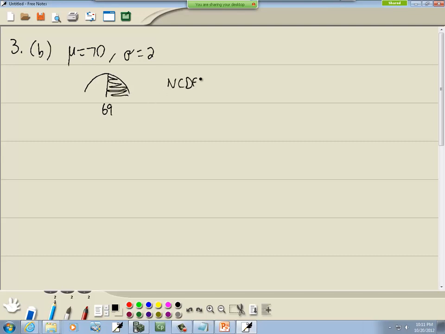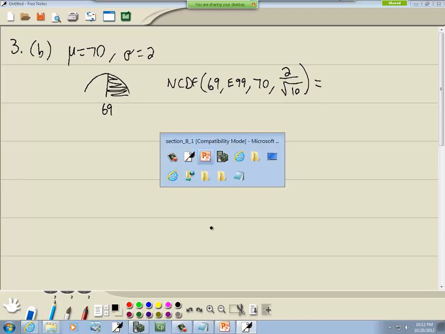So we'll do our normal CDF, our lower bound, which is 69, our upper bound, which is E99, or positive infinity, since it's shaded to the right. Our mean, which is 70, and then we take our standard deviation, divide by the square root of n. Here we're talking about 10 test grades, so I divide by square root of 10.